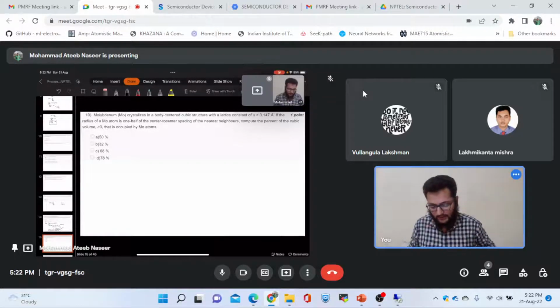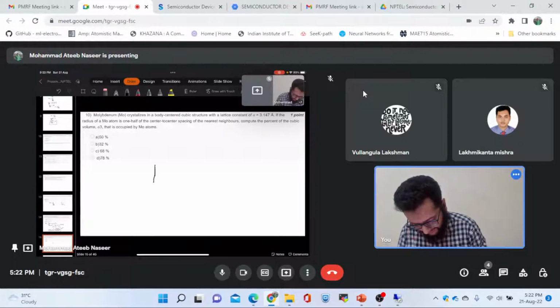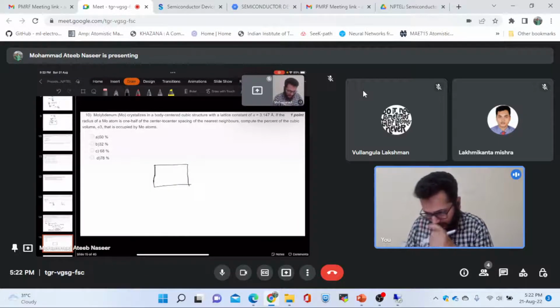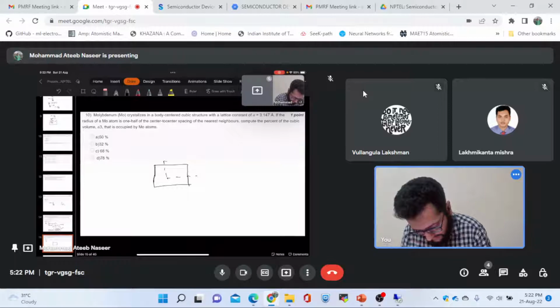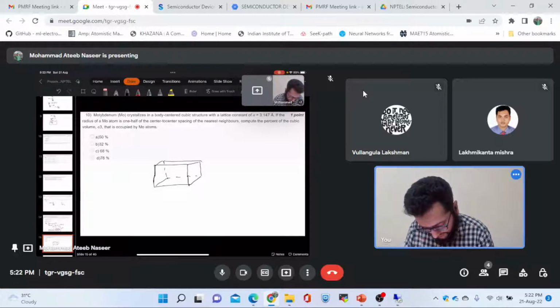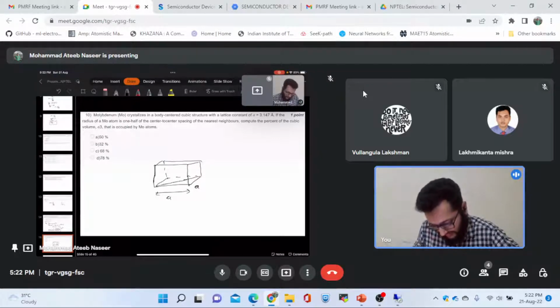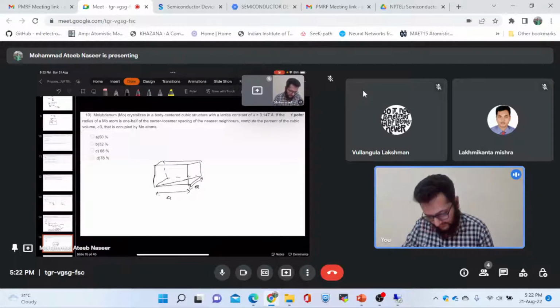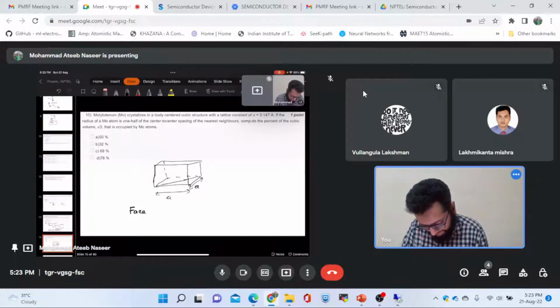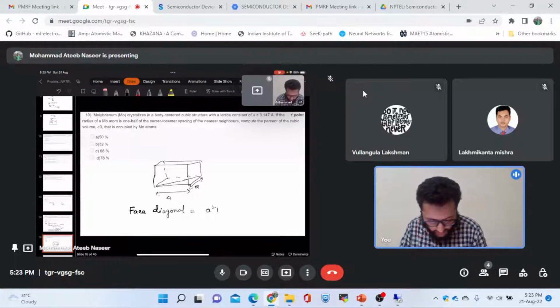So simply, we will draw some cube for the reference, and we will simply say that this cube is having the sides equal to A. This will be A. So if I draw this diagonal over here, this is the face diagonal, this face diagonal should be equal to the square root of a square plus a square, and it will simply be equal to root 2a.